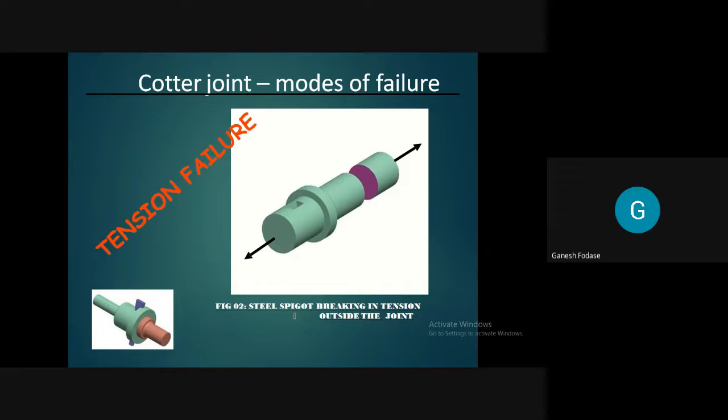Okay, so I told you about different failure modes. You can see this one, which element is this? Socket or spigot? Spigot. This one is the spigot. Remember, when you talk about the spigot end, this side of the end is fitted inside this socket. Of course, there is a slot for the cotter fitment.